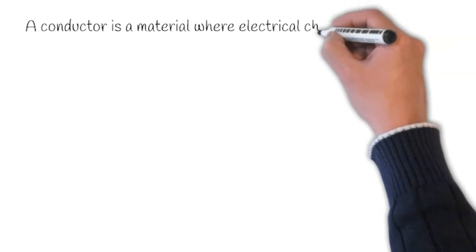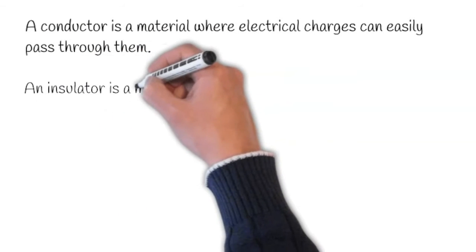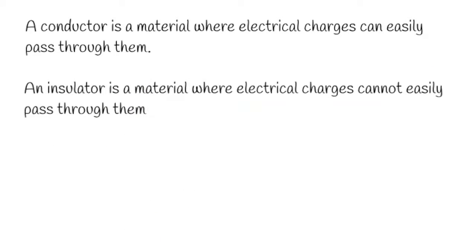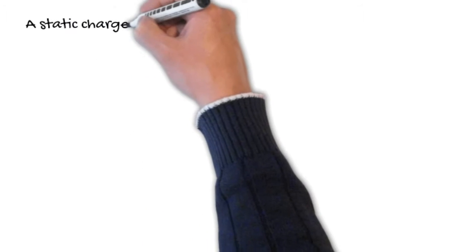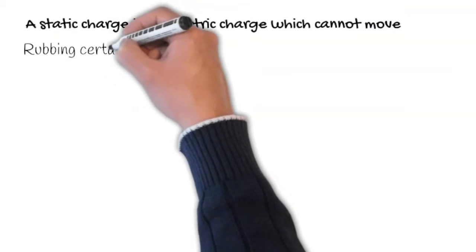A conductor is a material where electrical charges can easily pass through them. An insulator is a material where electrical charges cannot easily pass through them. A static charge is an electric charge which cannot move.